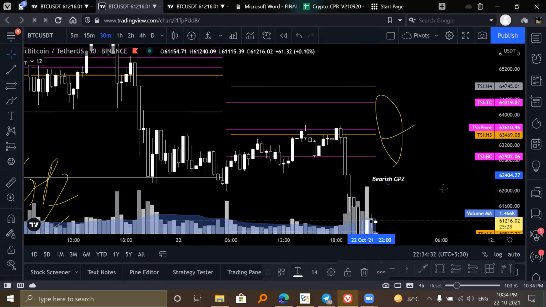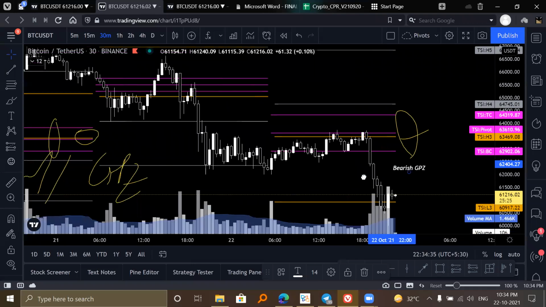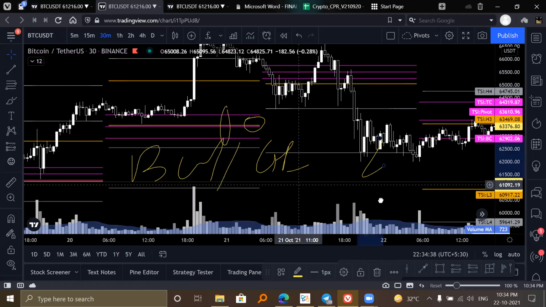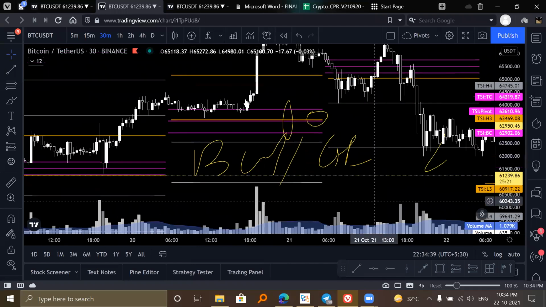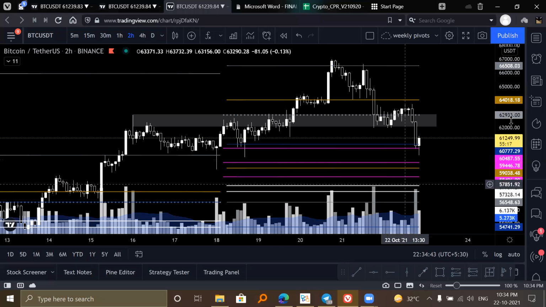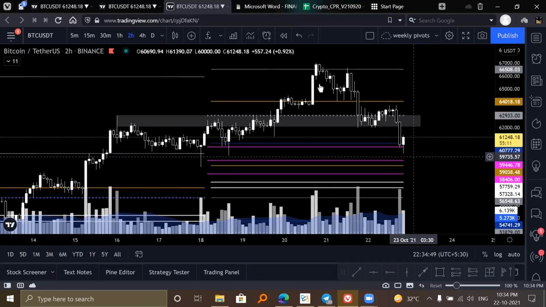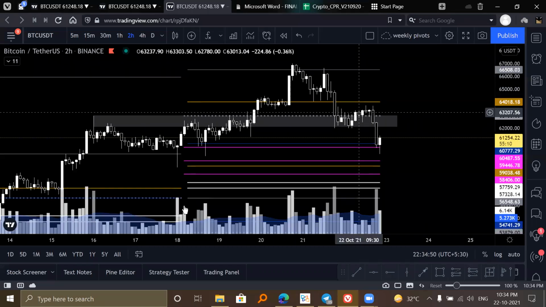Okay, so the GPG is over, and I will show some good setups also on weekly pivots. So these are the weekly pivots. When you combine these pivots with many other factors like price action and supply and demand zones, then the probability of success will increase.